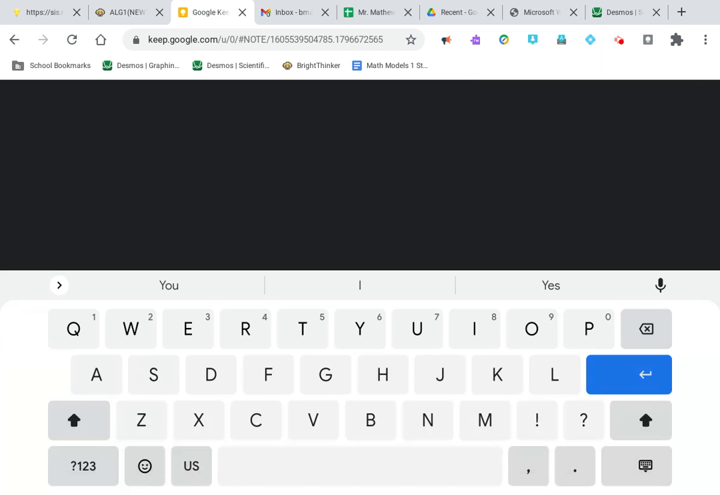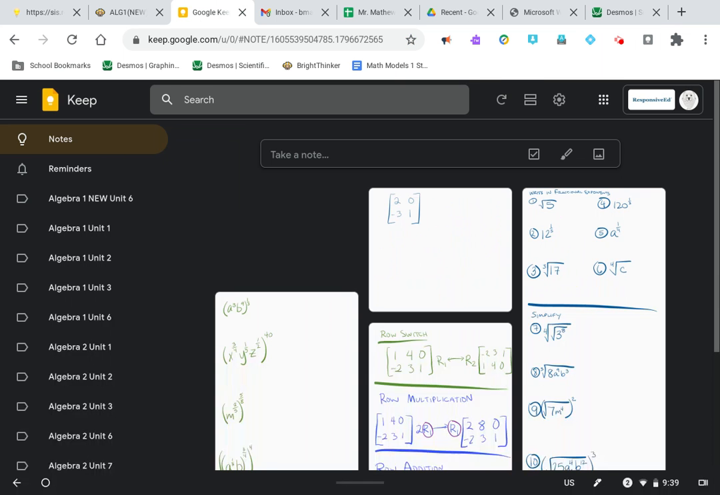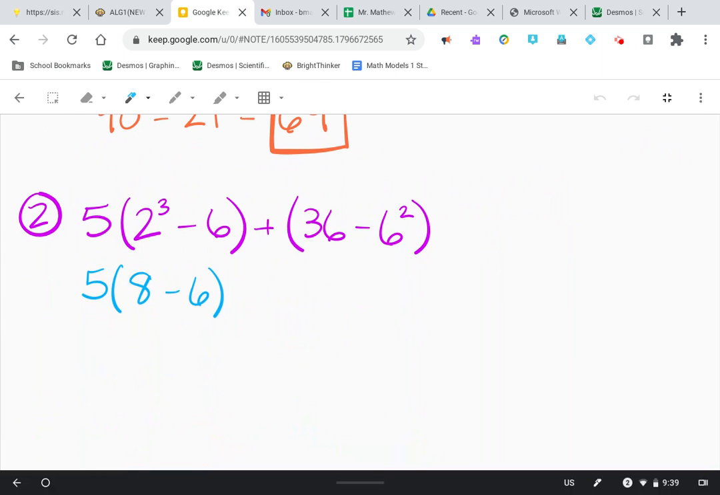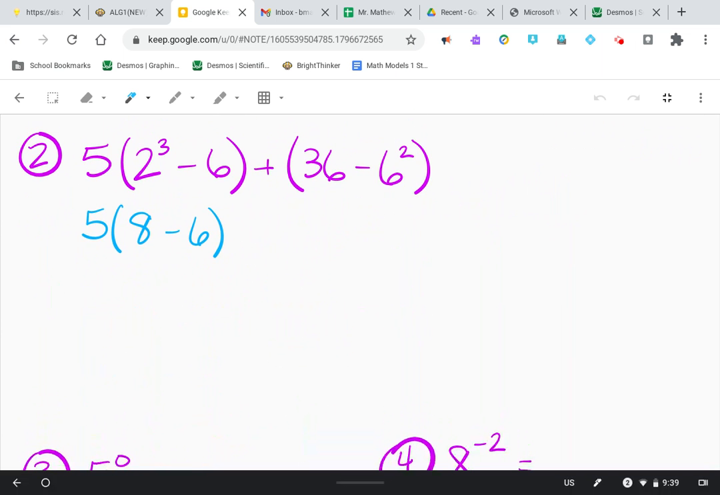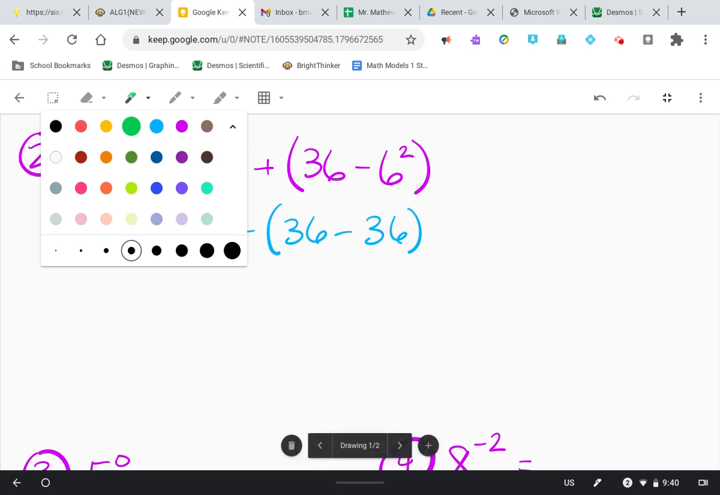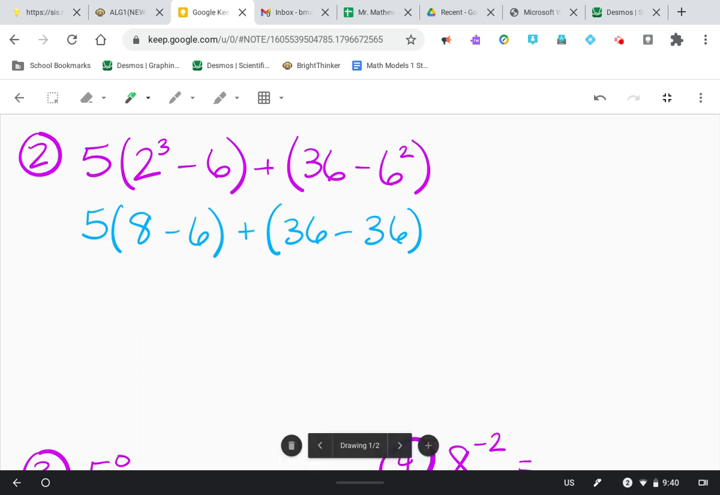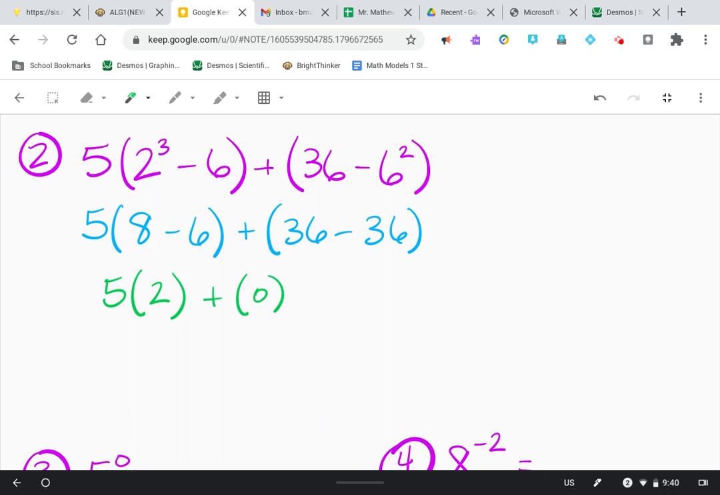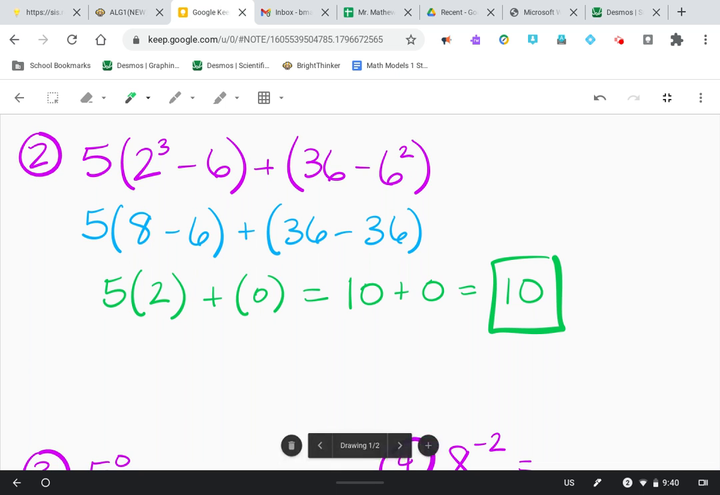All right. So you'll need to use the calculator, but for the most part, I'm going to work these out without doing that because I know 2 times 2 times 2 is 8. Then I'm going to go plus, and then I have inside my parentheses 36. I have 6 squared. That's 6 times 6, which is also 36. So that's interesting. And we'll jump over here, and we'll keep working out everything inside the parentheses. I have 5. 8 minus 6 is 2. 36 minus 36 is 0. 5 times 2 is 10. Plus 0 is 10. And so that's the end of that problem.